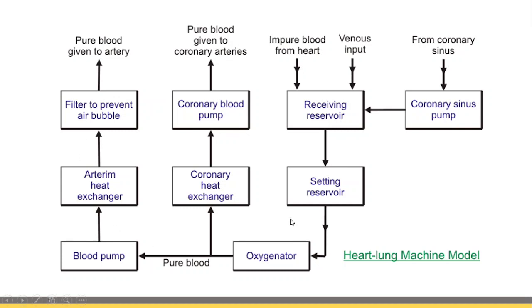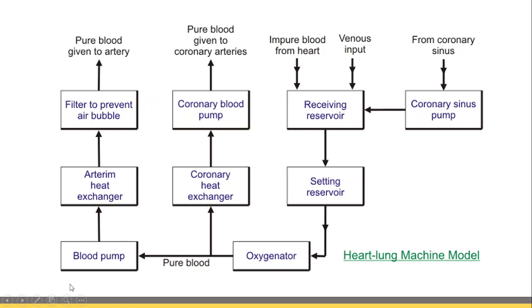So the oxygenator is used instead of the lungs. The blood pump is used instead of the heart. So the heart is replaced by the blood pump and the lungs are replaced by the oxygenator. In the oxygenator, the blood is exposed to an atmosphere rich in oxygen. From the oxygenator, a pump raises the pressure of the blood to the mean arterial pressure, from which it flows into the arterial heat exchanger.